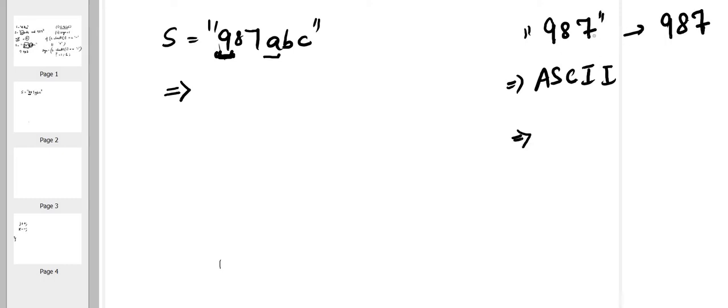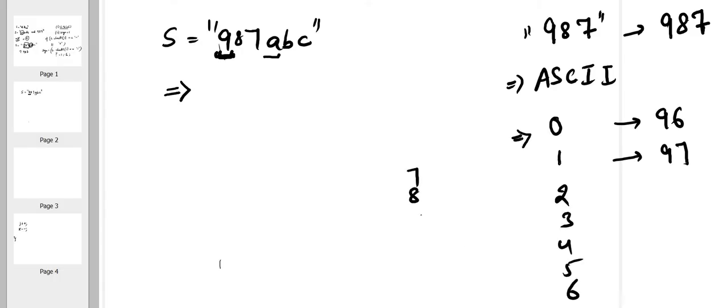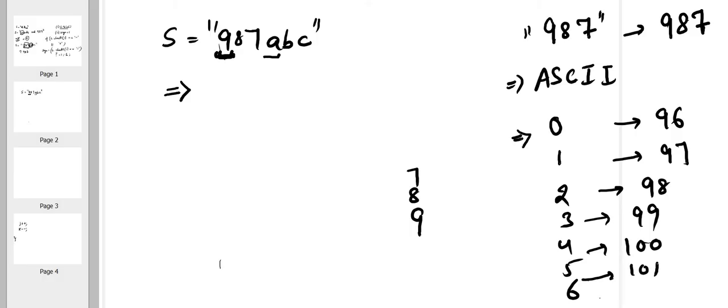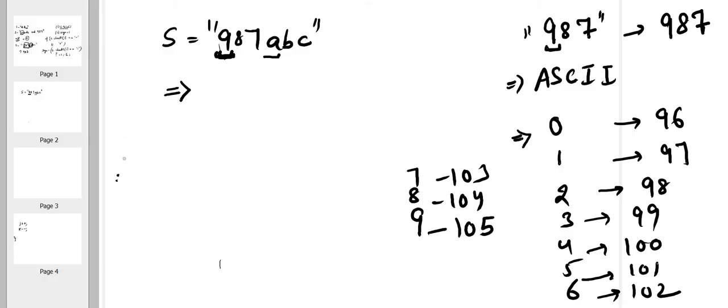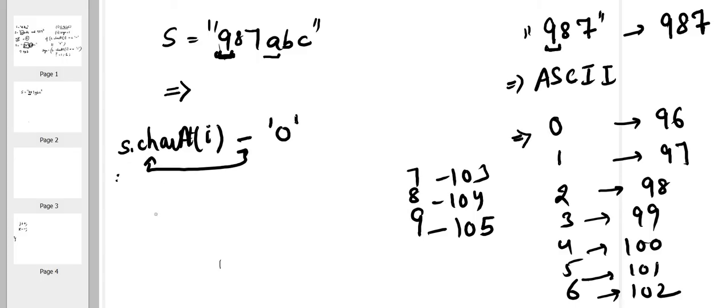But you need the output as an integer. Each character has a code. The code for 0 is 48, then 49, and so on up to 57 for 9. So now to extract the digits, what do we need to do? s.charAt(i) - '0'. This is a way to convert a character to an integer.